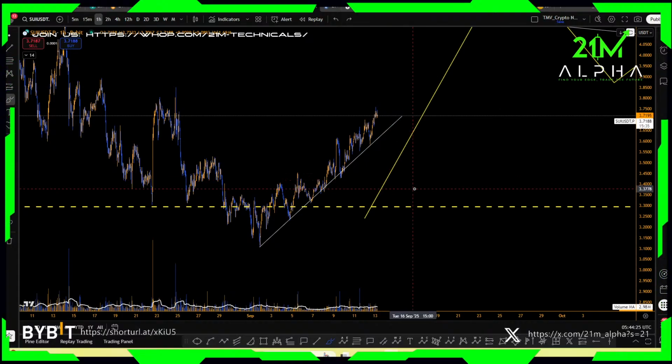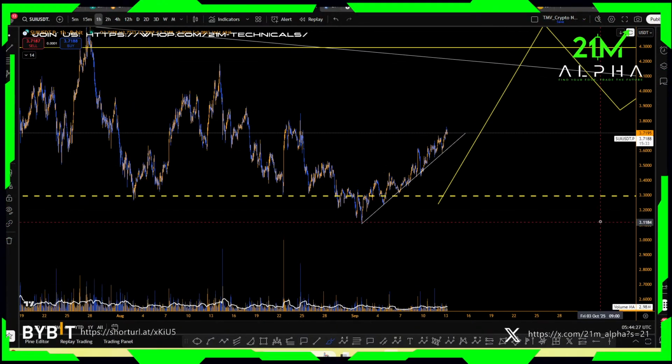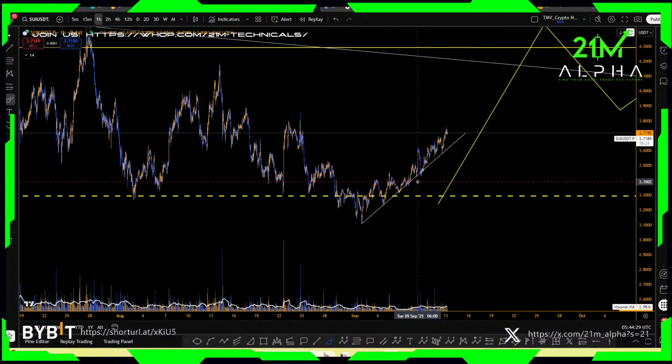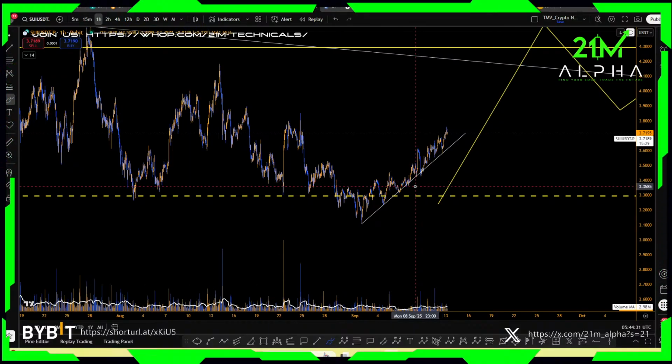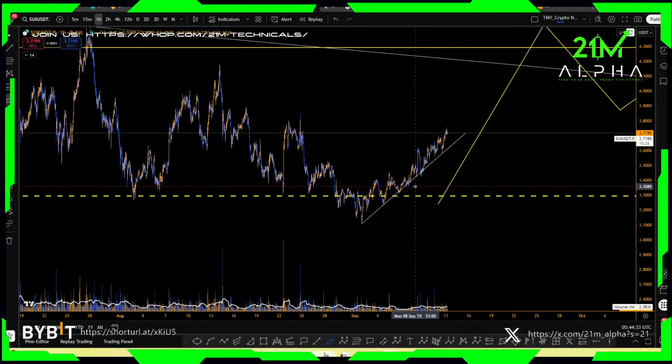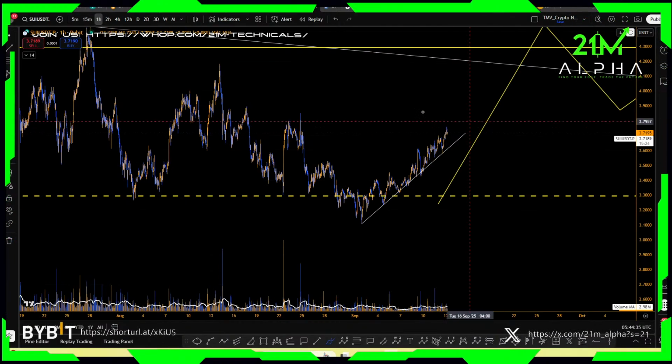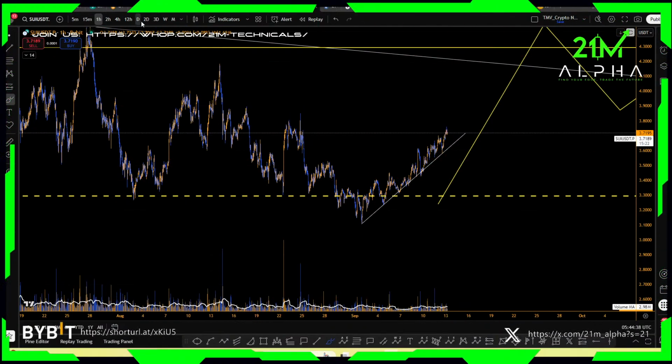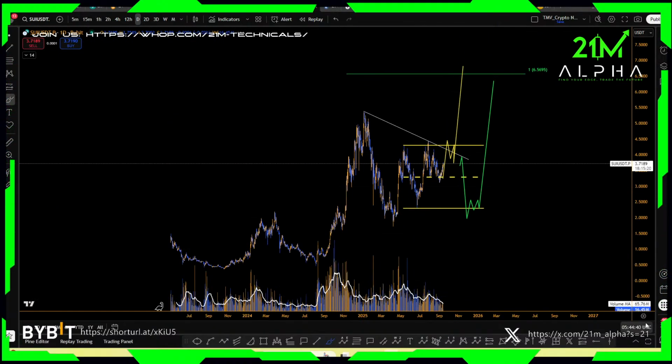Hence I prefer spot at this point. Even if you want to have leveraged longs, you will have to have a wider stop loss. The stop loss under 3.4 would be nice, basically. But this is the alt that we should definitely be looking at.